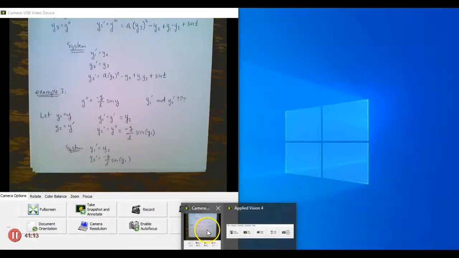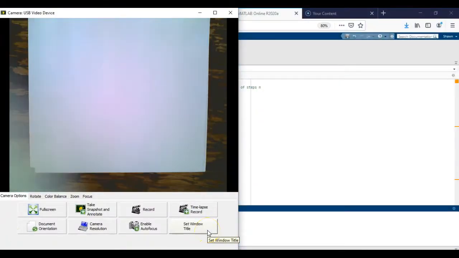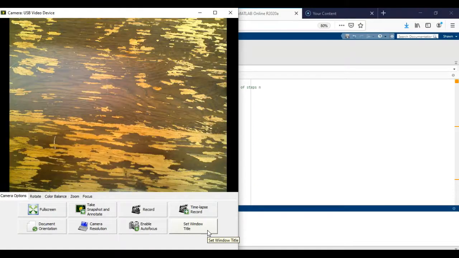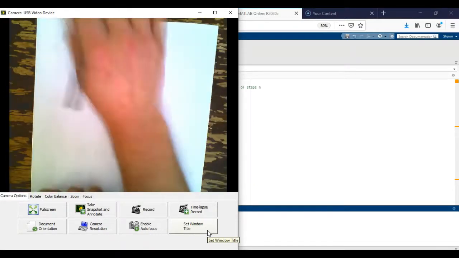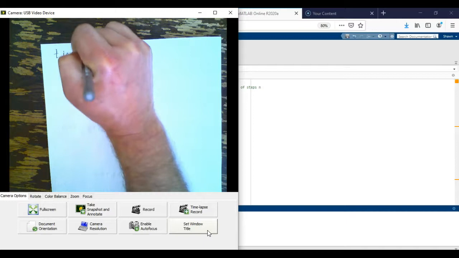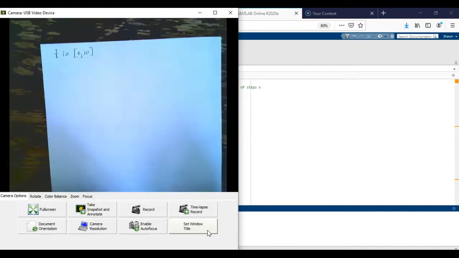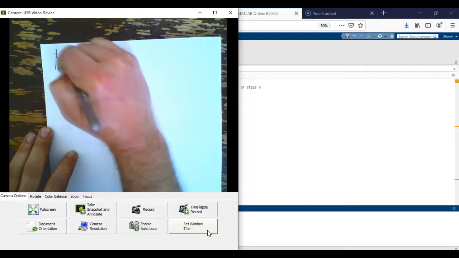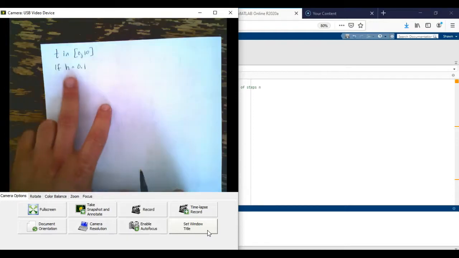Let's think. If h is 0.1, so our t interval, t is in 0 to 10, right? 0 to 10. And if h is 0.1, then how many steps would it take?